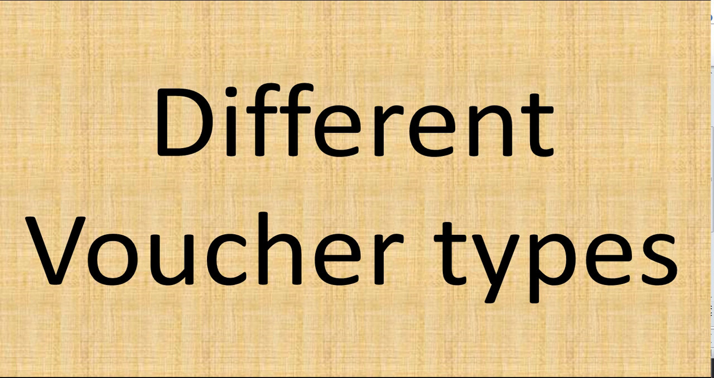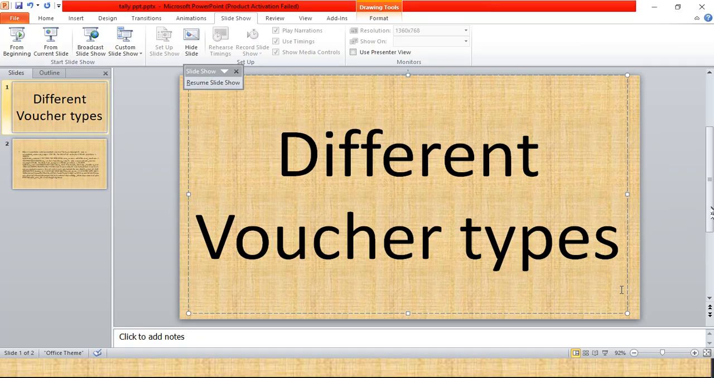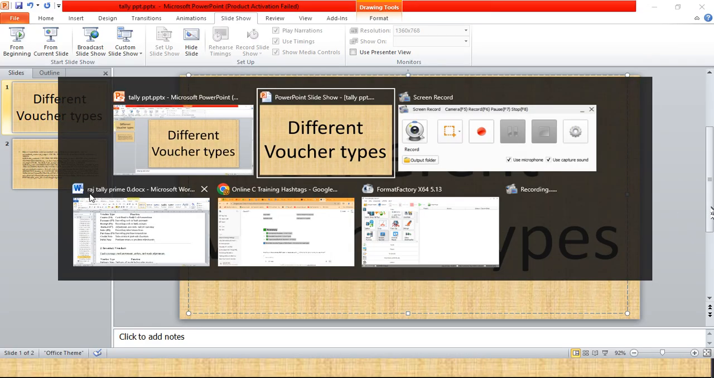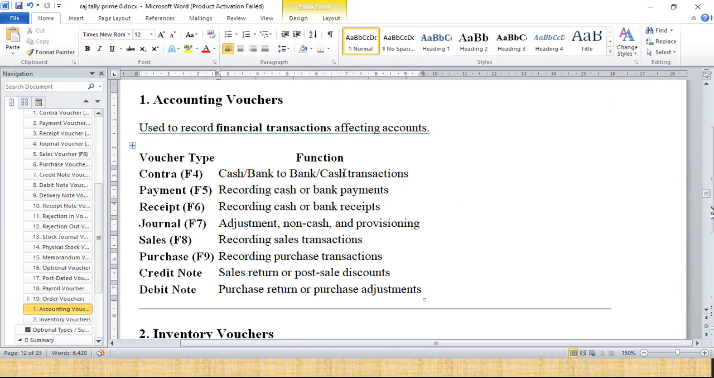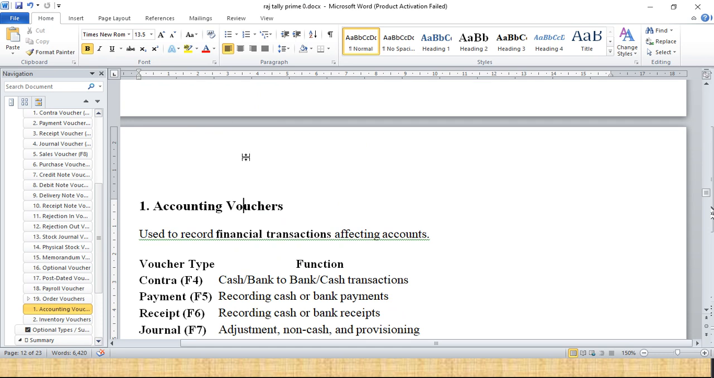Yes, in the last class we learned about Tally Prime. Today we are going to learn the different types of vouchers in Tally Prime. First one is accounting vouchers.